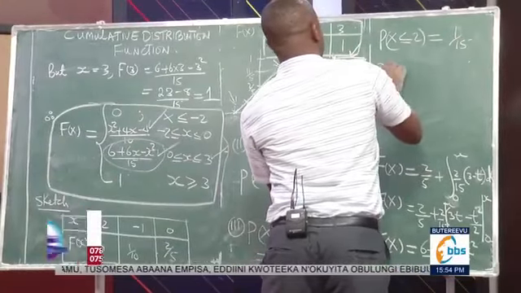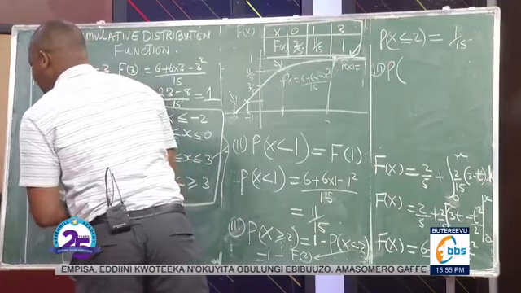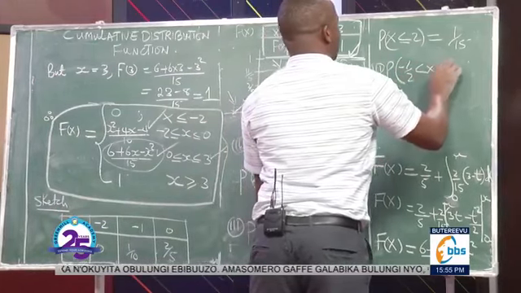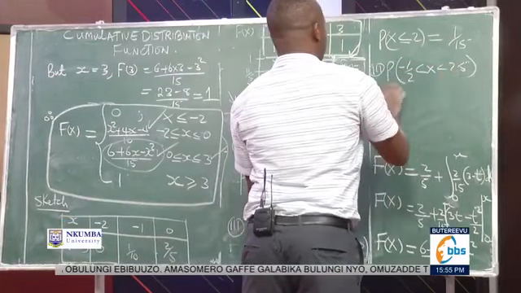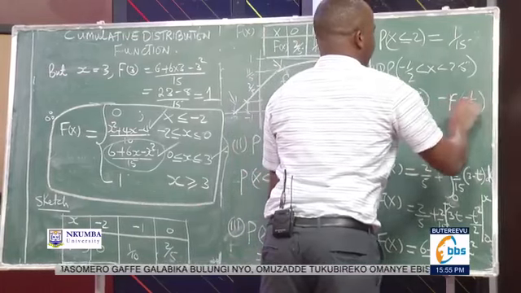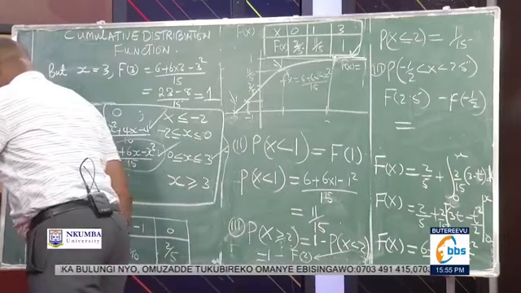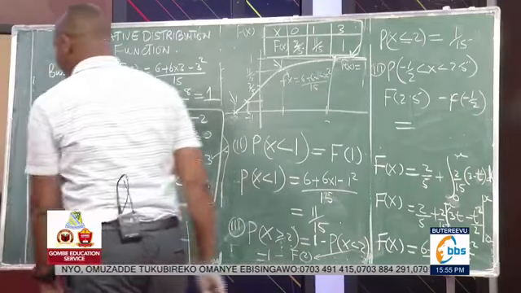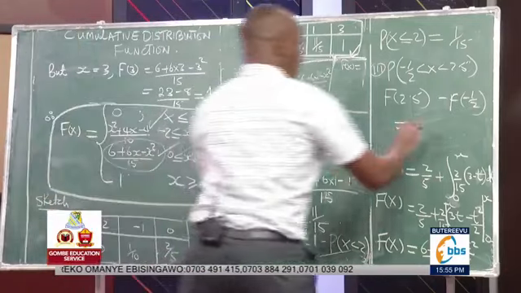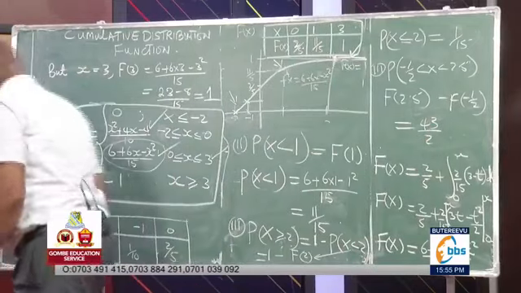Last but not least, our P of negative a half less than X less than 2.5 will be equal to f of 2.5 minus f of negative a half. And when you substitute in, as I said, this should be able to give you 43 out of 120.